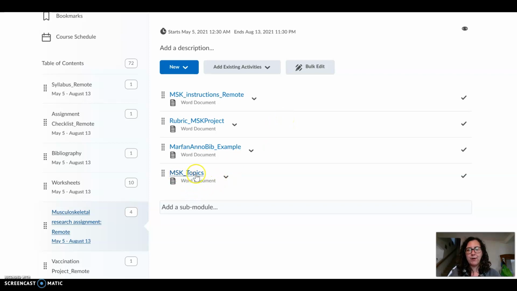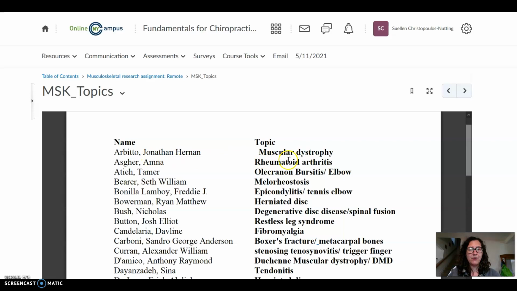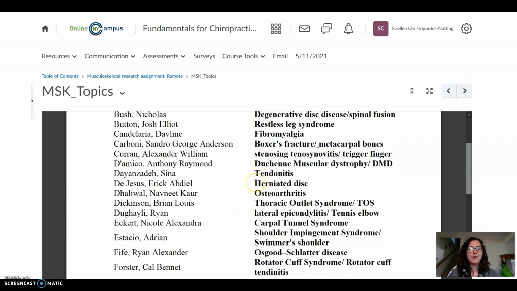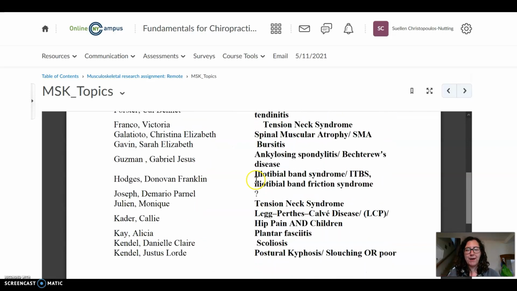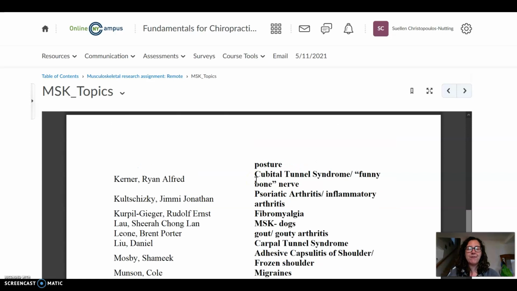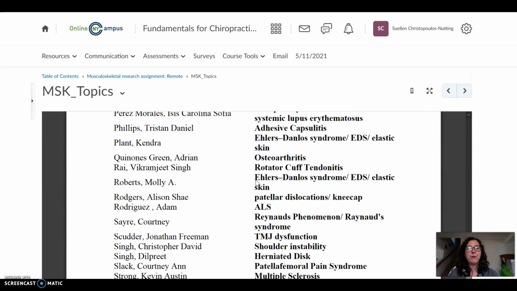And if you click right here where it says MSK topic, you'll click on that and then a document will come up and you will see your name and your topic. I tried really hard not to duplicate topics, but with a class of 65, that's almost impossible. So please give it a look and find out what topic that you got. And if you have any problem with it, or if you want to talk to me about it, just email me. That's not a problem at all. So we can go through that.